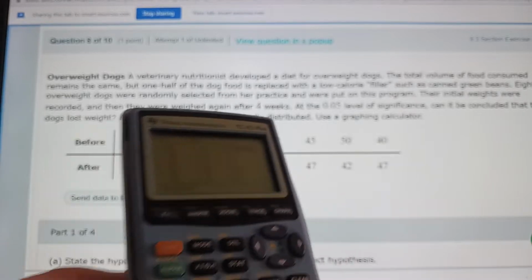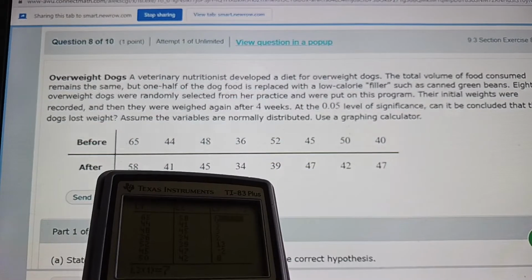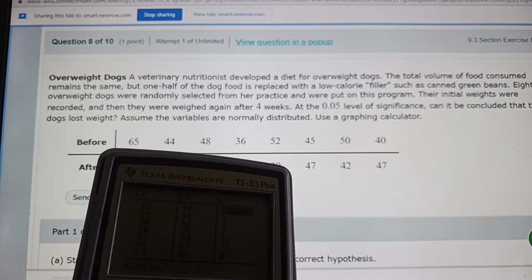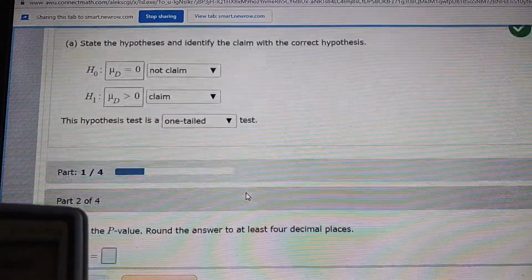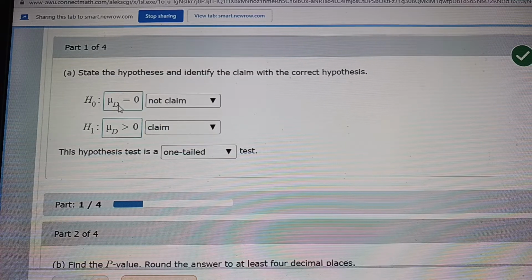Now, the fact that there's some negatives is probably going to mean we're not going to reject the null. But if they all were significant positive numbers, then you probably will reject the null. But we don't really care about that at this point. So I've got all the differences. All the differences are in L3.